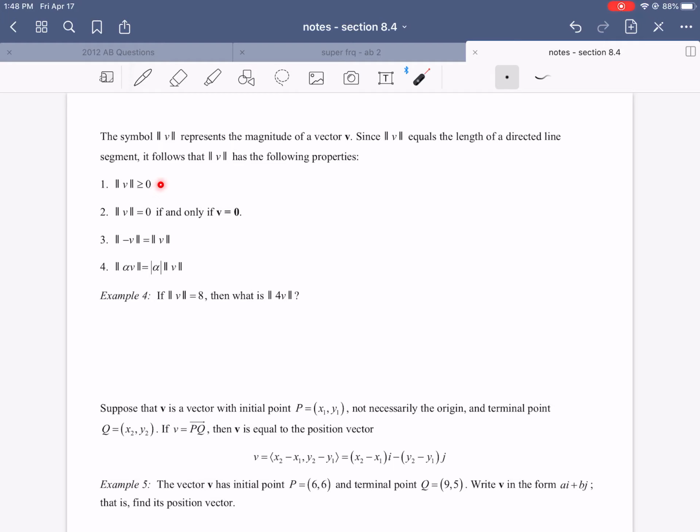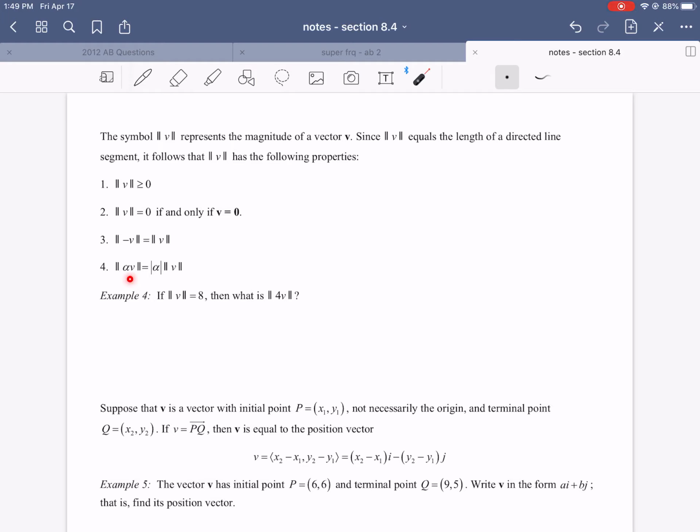First of all, magnitude always has to be greater than or equal to 0 because a magnitude represents a distance. That distance is equal to 0 if and only if we're talking about the 0 vector. The magnitude of the opposite of v has to equal the magnitude of regular v, which should hopefully make sense because the negative just changes the direction, it doesn't change the length.